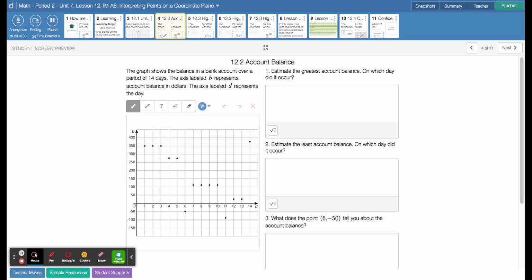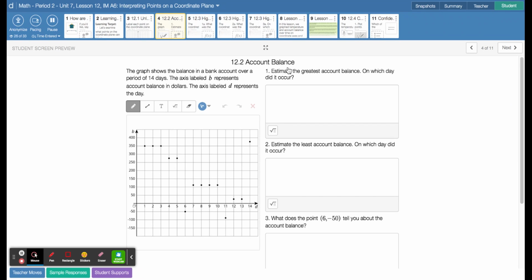Now, in this activity, you're asked to look at this graph first, and you'll notice on this graph that we have a y-axis with the letter B, and an x-axis that has the letter D. So we're calling them B and D to start. It tells us that this graph shows the balance in the bank account over a period of 14 days, and the axis labeled B represents account balance in dollars, so that's this one that goes up and down, and the axis labeled D represents the day.